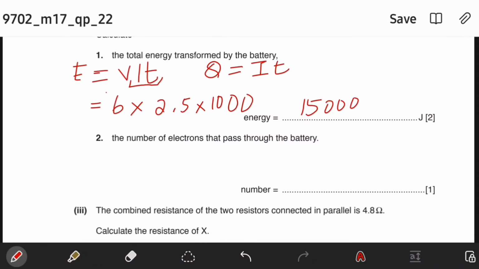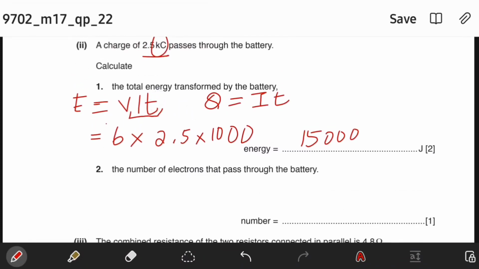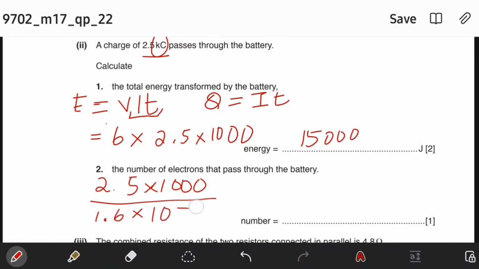The number of electrons that pass through the battery. So it's very simple. You divide the charge, which is 2.5 times 1000, by the charge on a single electron, which is 1.6 times 10 to the power minus 19, and the number would be 1.6 times 10 to the power 22.